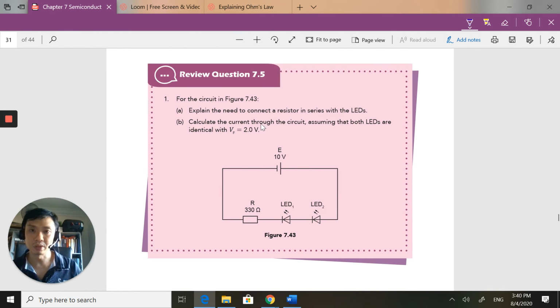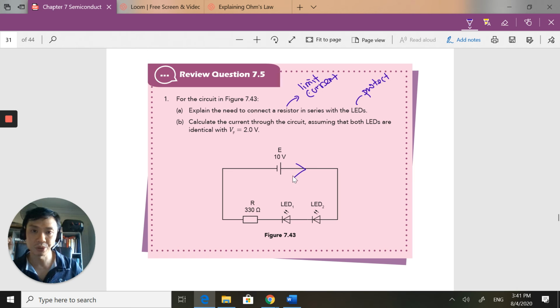So example 7.5, pause the video here. Try it yourself now. Okay, so hopefully you did try it. So explain the need to connect a resistor. Now this resistor is a current limiting resistor, so it limits the current. And why do we need to limit the current? To protect the LED.